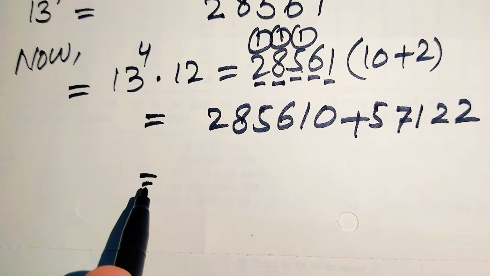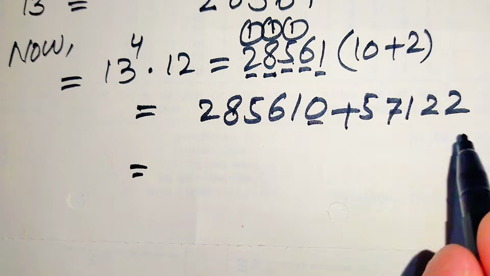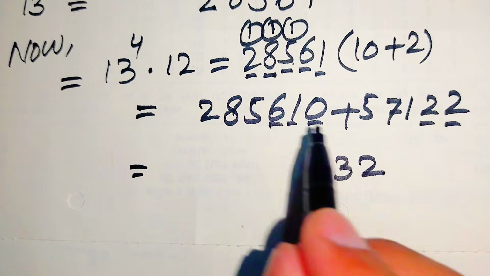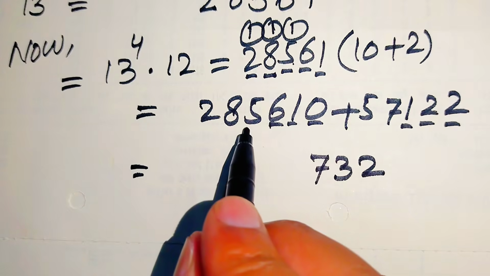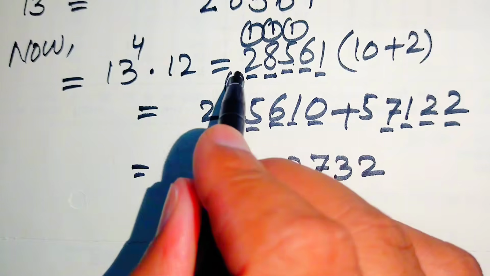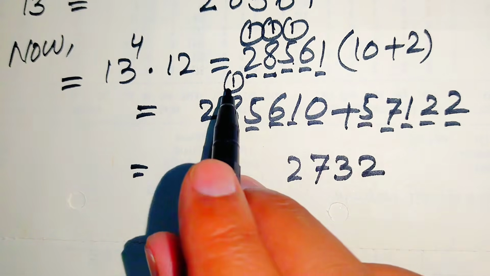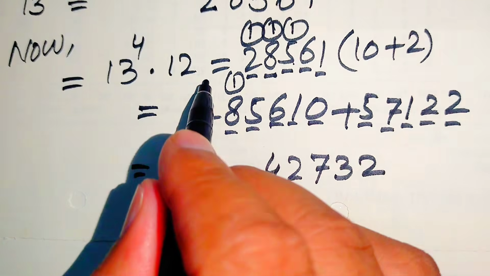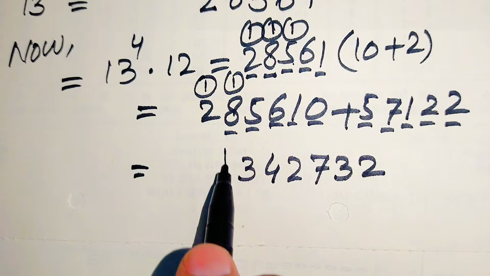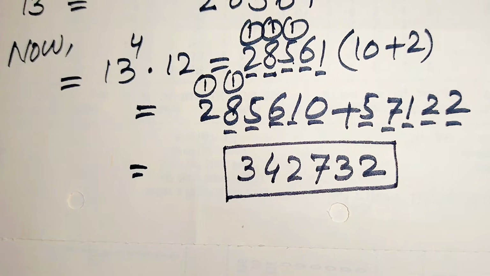So in the final step, we need to sum up both of these two values and we get our final destination. This is 0 plus 2 becomes 2 and 1 plus 2 becomes 3. 6 plus 1 becomes 7. 5 plus 7 becomes 12. We write 2 and carry 1. 8 plus 5 becomes 13. 13 plus 1 becomes 14. We write 4 and carry 1. And 2 plus 1 becomes 3. So this is our final simplified form of the given question, and this is the final answer.